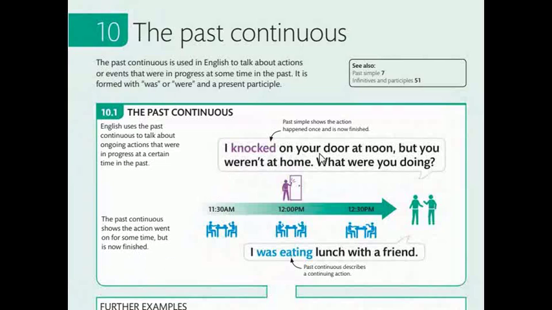I knocked on your door at noon, but you weren't home. What were you doing? I was eating lunch with a friend. The past continuous describes a continuing action. You can see here, I was eating lunch, and the action is not completed.